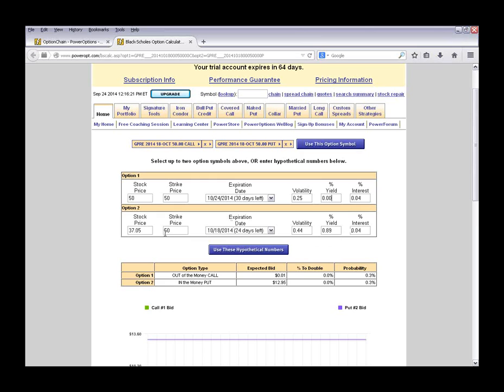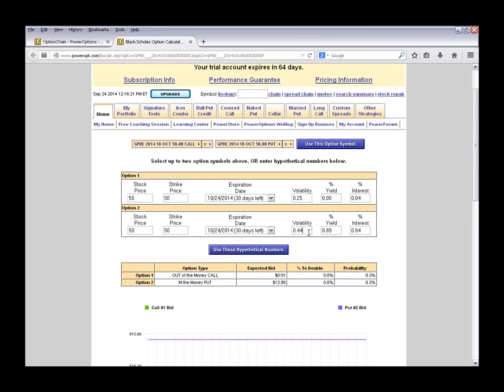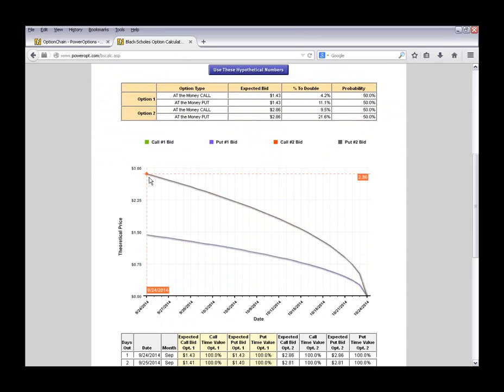Now for our second option, we want to compare them side by side. We're going to do the same thing. I'm going to put in a $50 stock price, $50 strike, set our days to expiration to be the same, a volatility of 0.50. And again, let's take out the yield as well. And let's just click Use these hypothetical numbers. And what we see here is a graph of what we'd expect for the theoretical price of the option. There's about our $1.50 for option number 1, and option number 2 about $2.85.